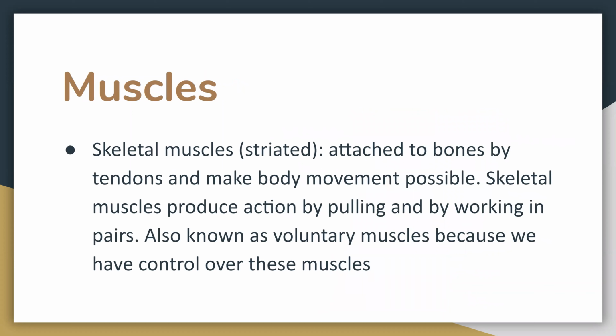So you have the skeletal muscles, which are striated, and these are attached to bones by tendons and make body movement possible. Skeletal muscles produce action by pulling and by working in pairs. They are also known as voluntary muscles because we have control over these muscles. We can tell them when to move and when not to.